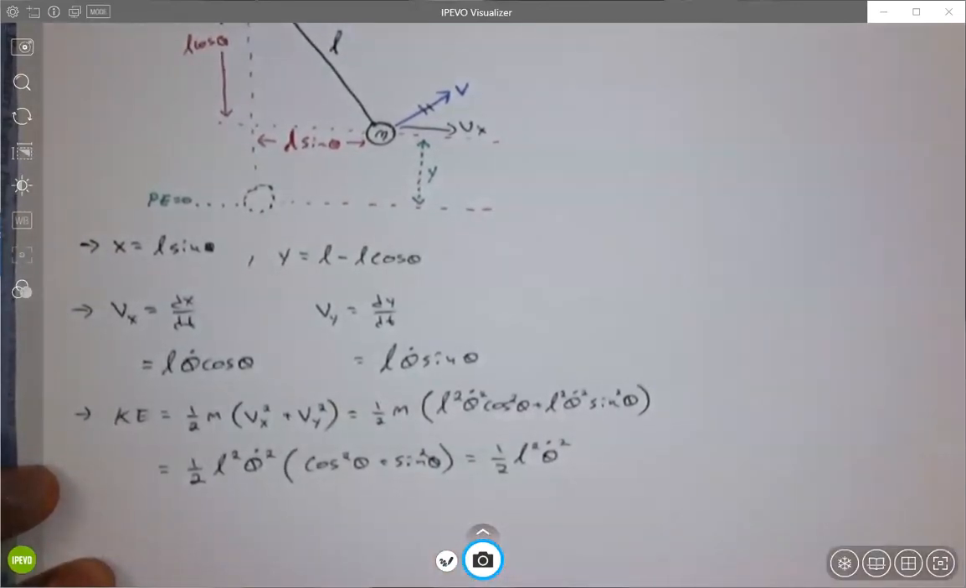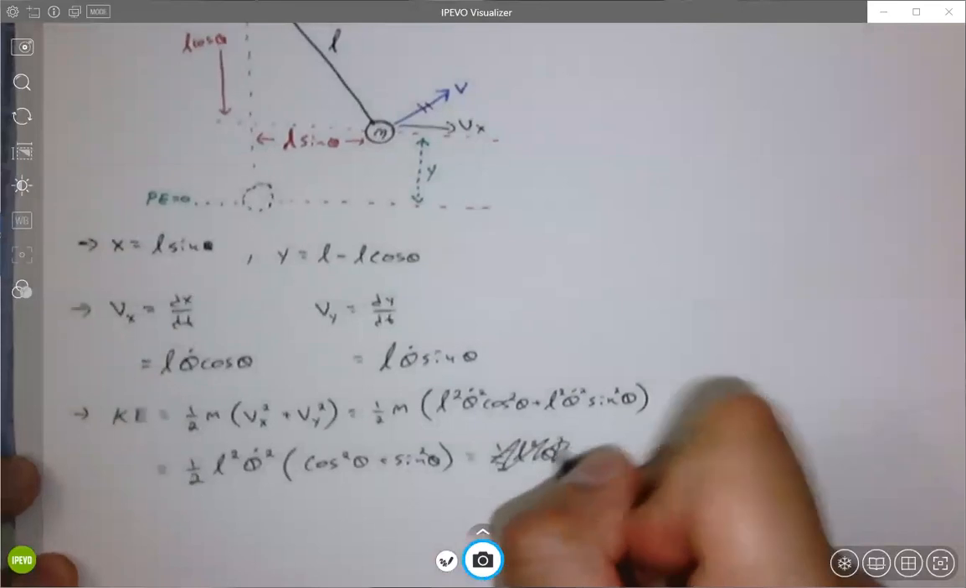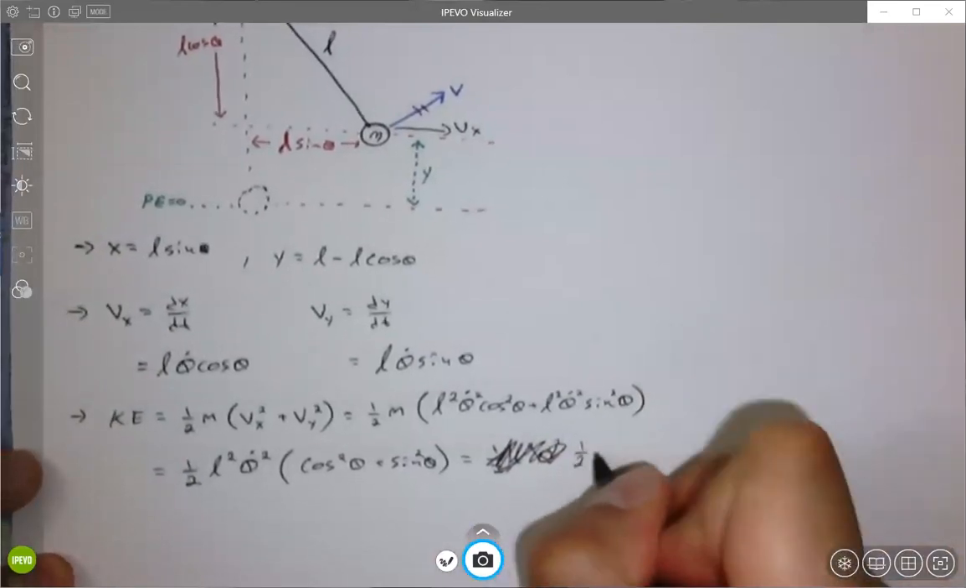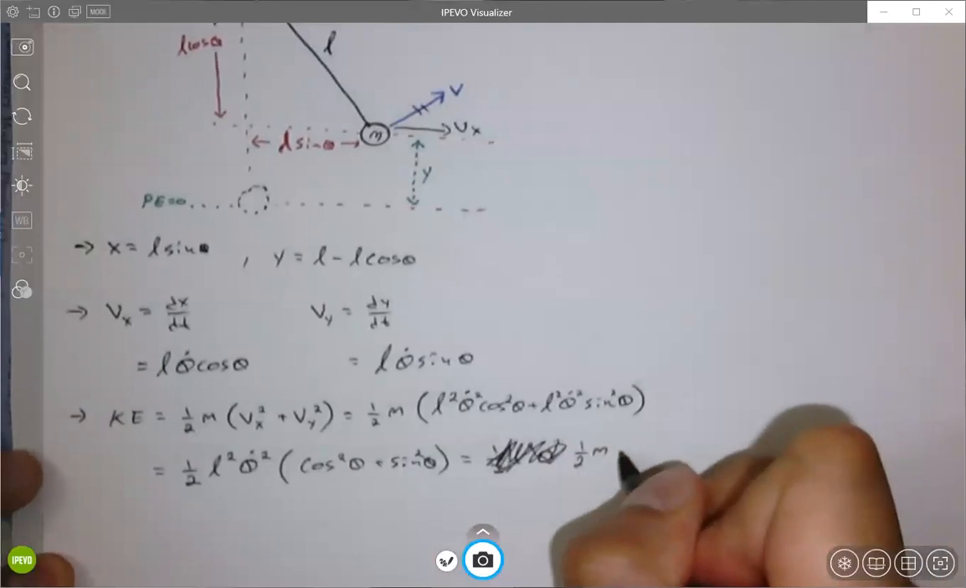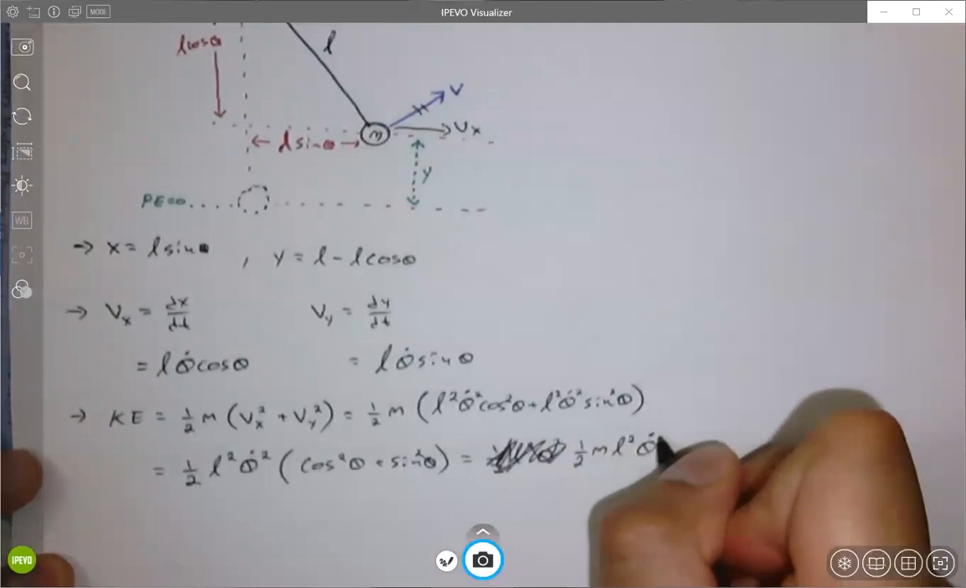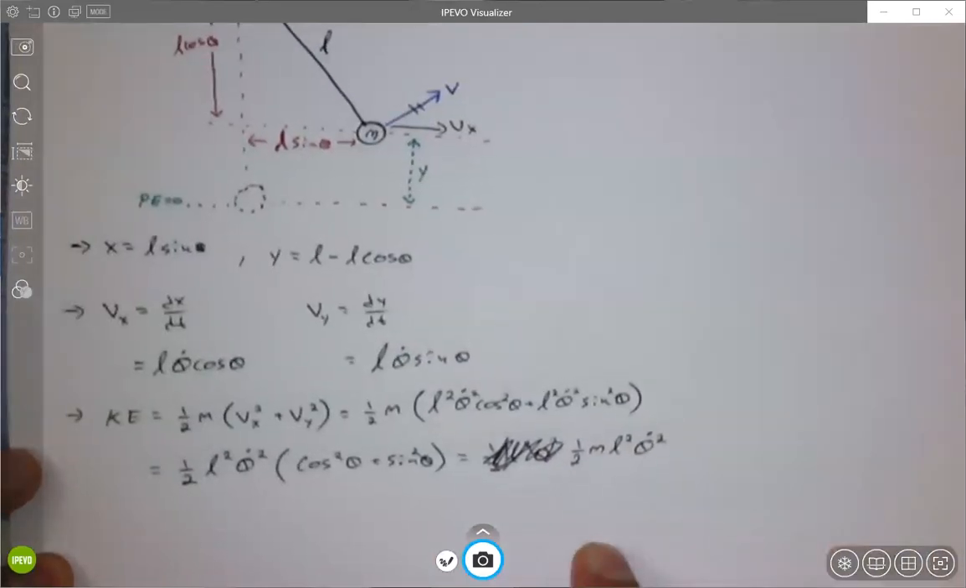So we just end up with 1/2 L squared theta dot squared. That is our kinetic energy. That was pretty clean, wasn't it? Oh, and I forgot the m. This is why it's important to always check your work. So we get 1/2 m L squared theta dot squared. That is the kinetic energy.